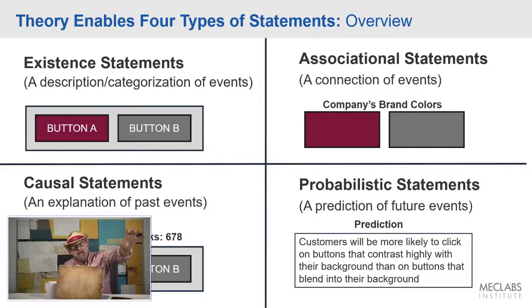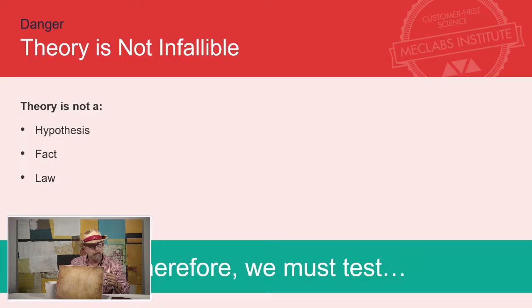See the existence statement? It's a description. The causal statement, it's an explanation. The associational statement, it's a connection. The probabilistic statement, it's a prediction. Can you see how these pieces can come together?